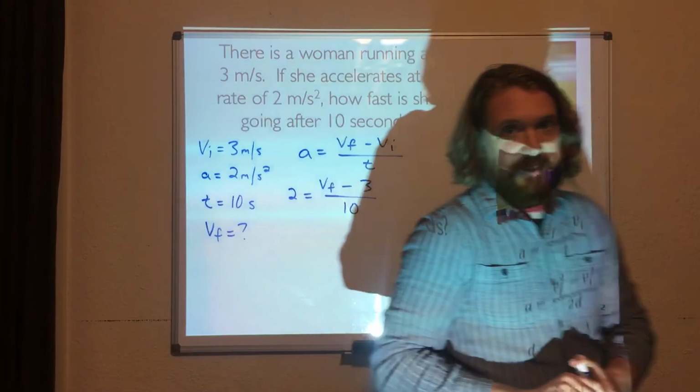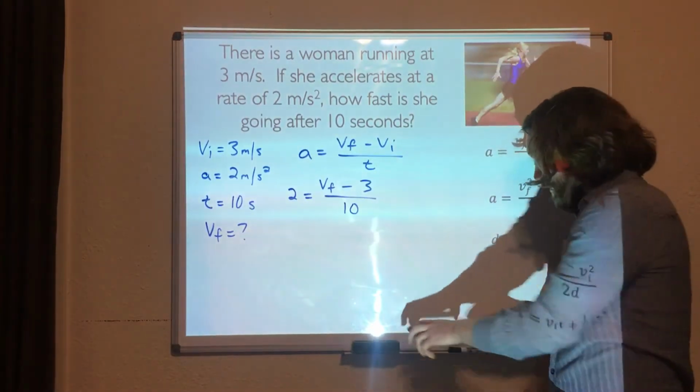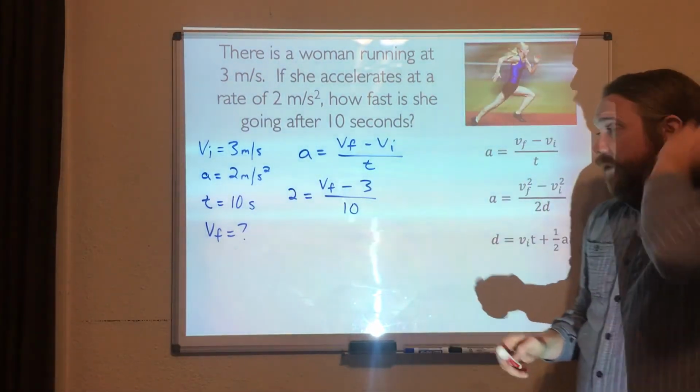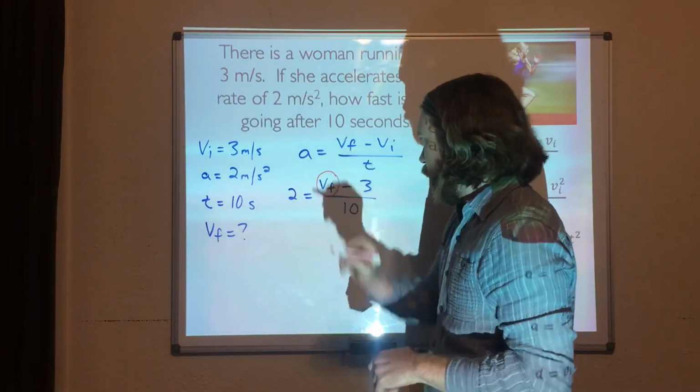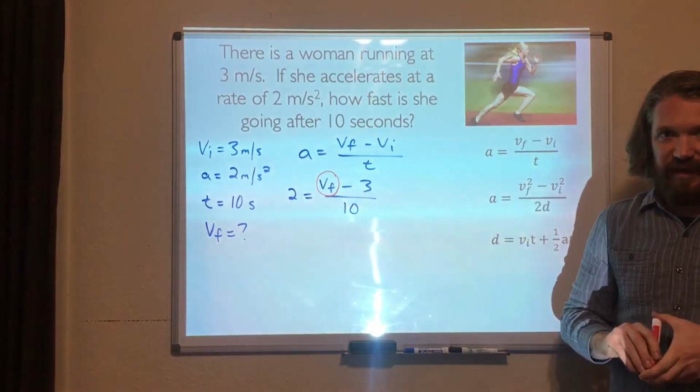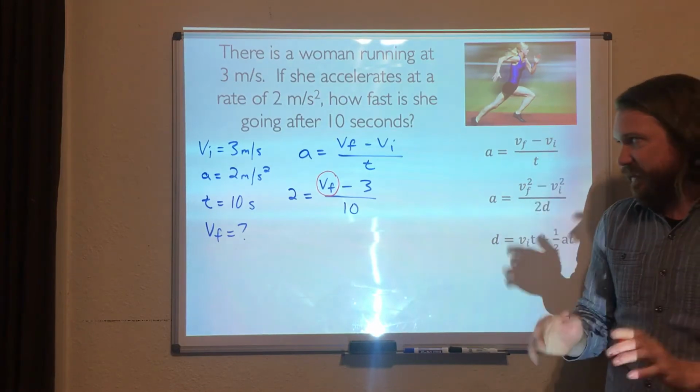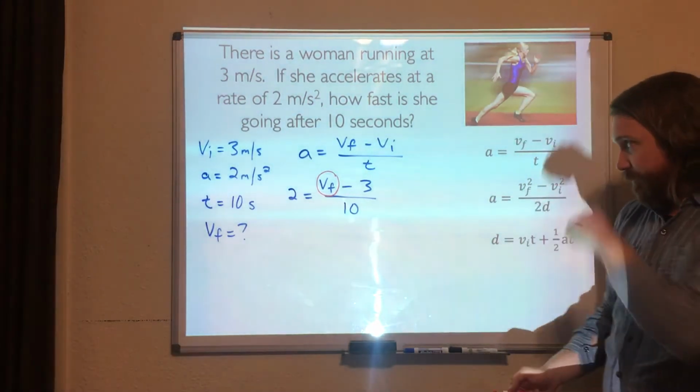Okay, now we have some work to do. We're going to have a couple steps here. Step number 1, let's circle what we want to get by itself. Okay, we want to isolate VF. We want VF by itself. How do we do this?